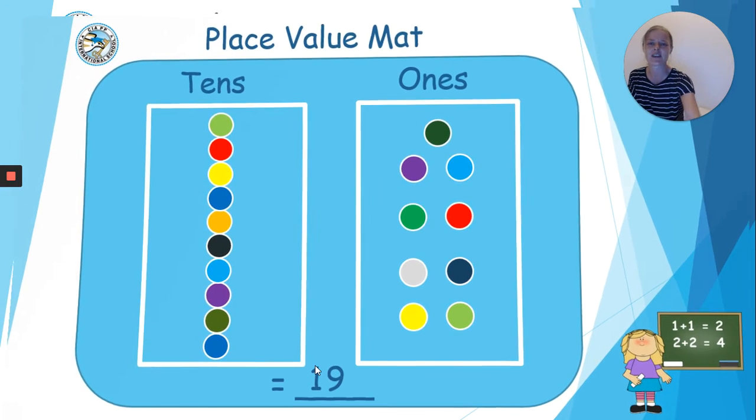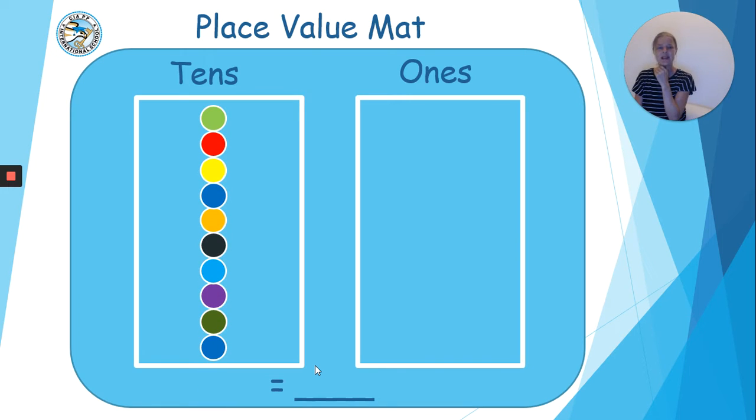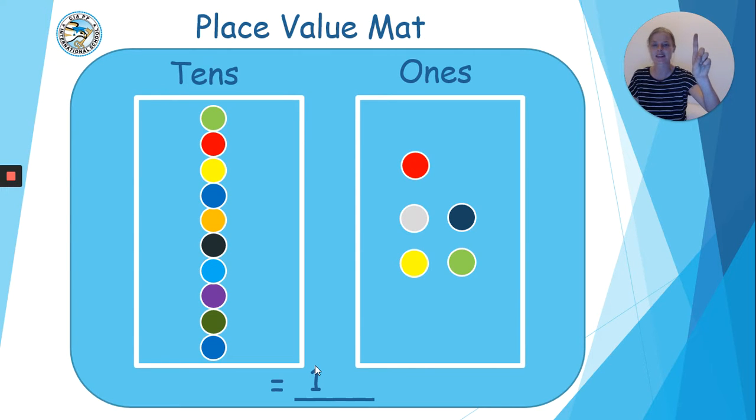Okay, let's try another one. Maybe this is going to get more difficult. How many tens can you see? How many ones can you see? So we can see one set of tens. And how many ones? What number do I need to write now? I've got my one set of tens. Now I need the number 5. Well done, everyone. You're doing so well. Let's try another one.